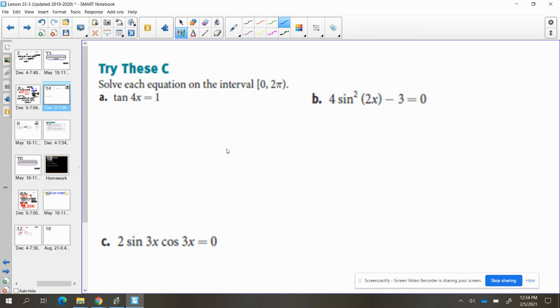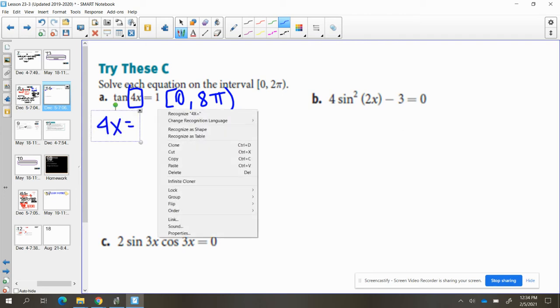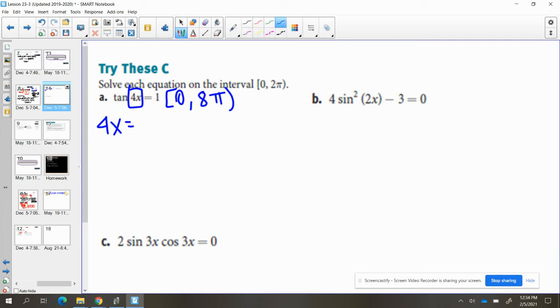Okay, so let's try a couple more of these, okay? So in this first example for part A, notice we have a 4x inside here, which really means that our new interval is 0 to 8 pi, not 2 pi. Okay, so all the way to 8 pi. So we know normally tangent equals 1 at 2 locations, right? At pi over 4 and 5 pi over 4 in quadrant 3.